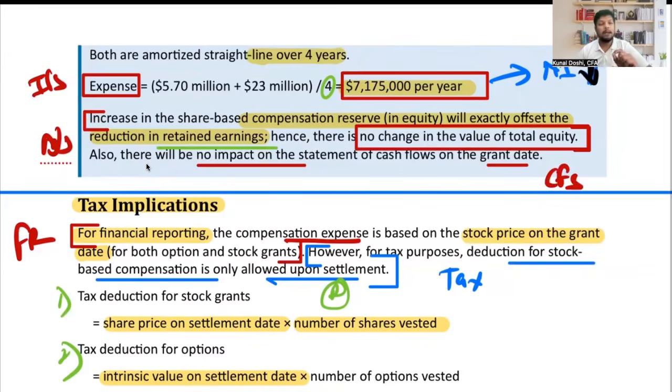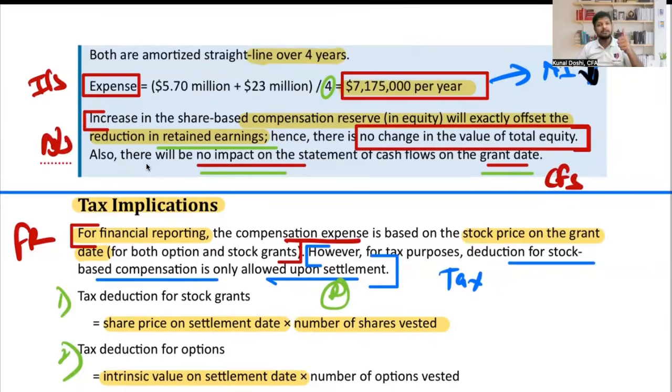Clear. But will there be any effect on the company's cash flow? No, there is no effect on the company's cash flow until cash is going out from the company's account, right? So when they ask about any impact on the company's cash flow, no, there will be no impact on the company's statement of cash flow on the grant date.